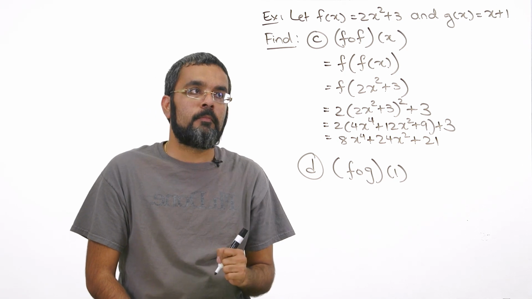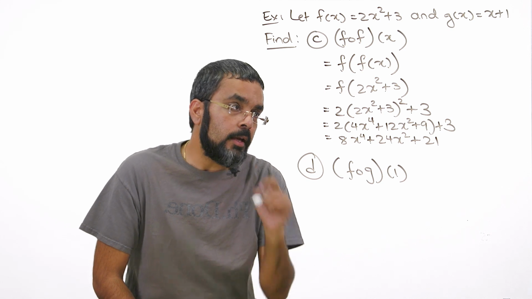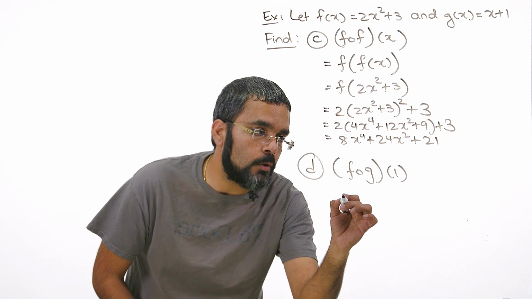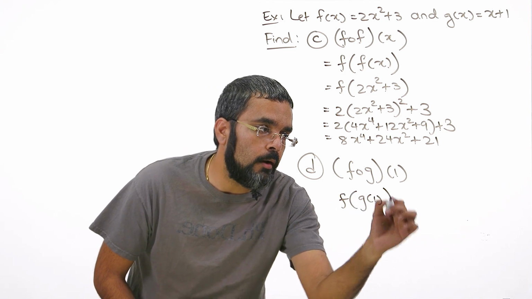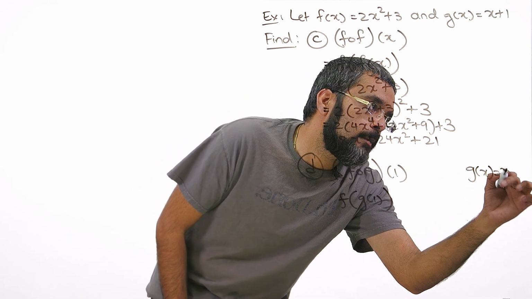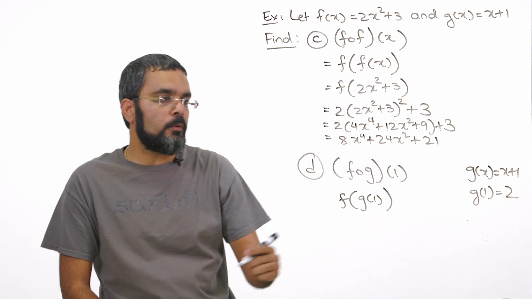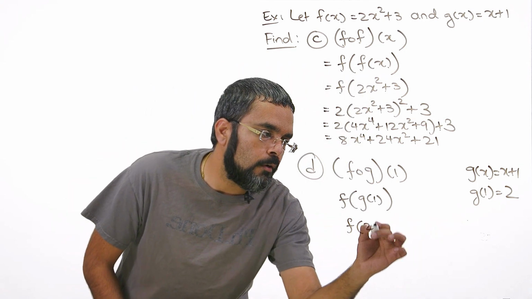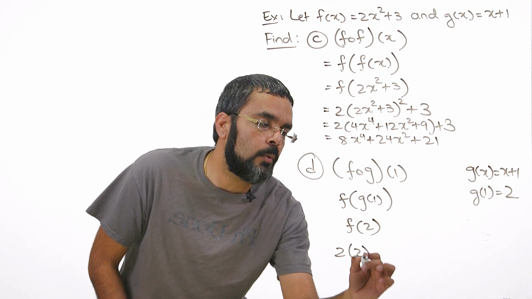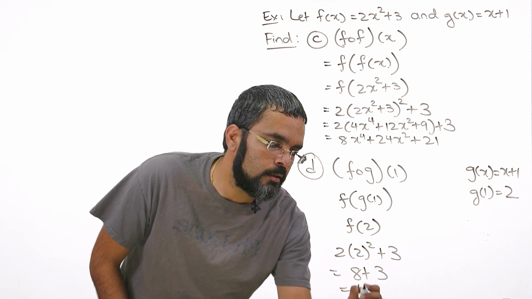And then finally, I have (f∘g)(1). So here, same process, except the value of x now is 1. So this is going to be f of g of 1. Well, what is g of 1? I know that g of x is x plus 1. So g of 1 is going to be 2, because I'm going to put x equal to 1. So this is nothing but f of 2. And so then f of 2 is 2 times 2 squared plus 3, which is 8 plus 3, which is 11.